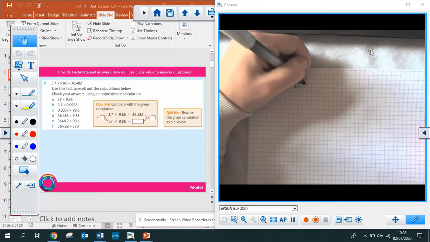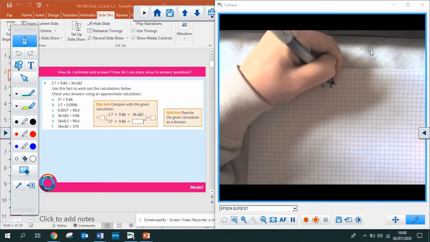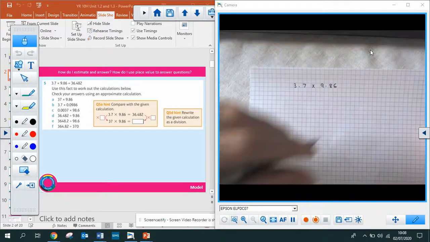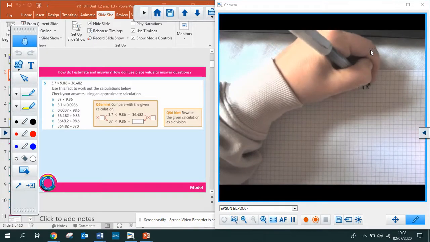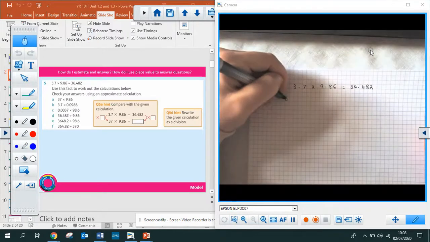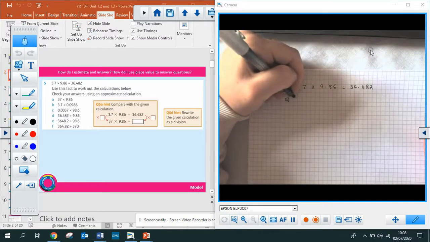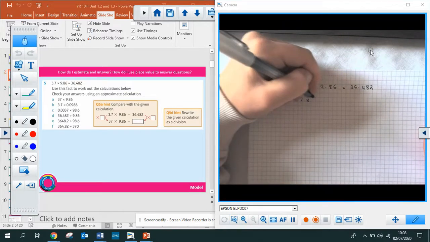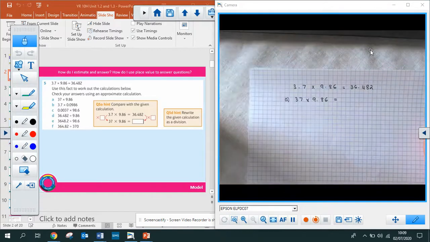So they've told us that 3.7 multiplied by 9.86 is equal to 36.482. Okay, that's what they've told us. And for part A, they want to know the answer to 37 multiplied by 9.86. Okay, so what I'm going to do is say, well, what has changed here?